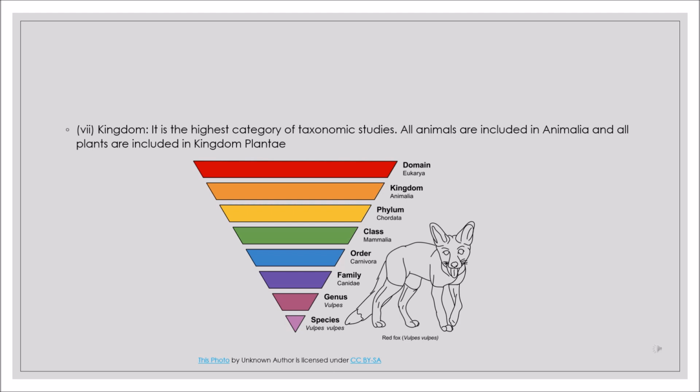And you can see the image. First the domain is there, and below that kingdom, phylum, class, order, family, genus and species. So this is the exact order of the hierarchy of classification. Any organism that is to be classified will be placed in this order only.